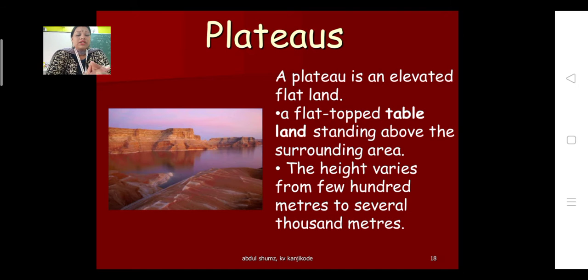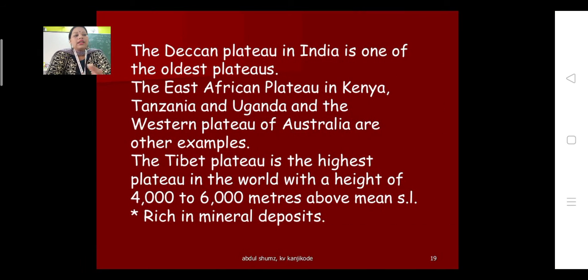Next we have plateaus. Plateaus are elevated land. It is like a flat-topped tableland standing above the surrounding area. Plateaus vary from 100 meters to 1000 meters, and one of the oldest plateaus is the Deccan Plateau of India, which is known as the oldest plateau. The East African Plateau in Kenya, Tanzania, and Uganda, and the Western Plateau of Australia are also examples of plateaus.